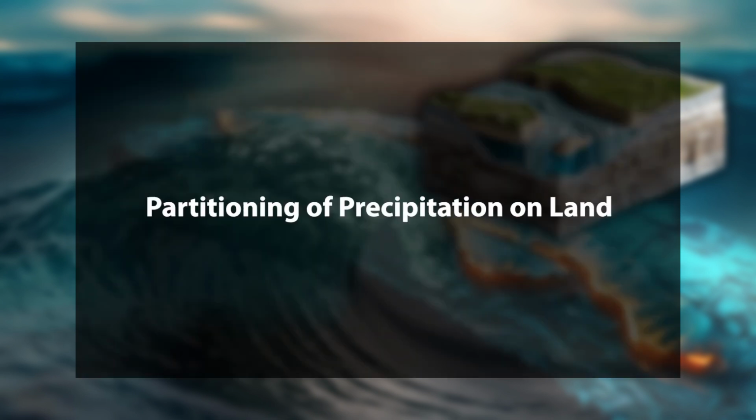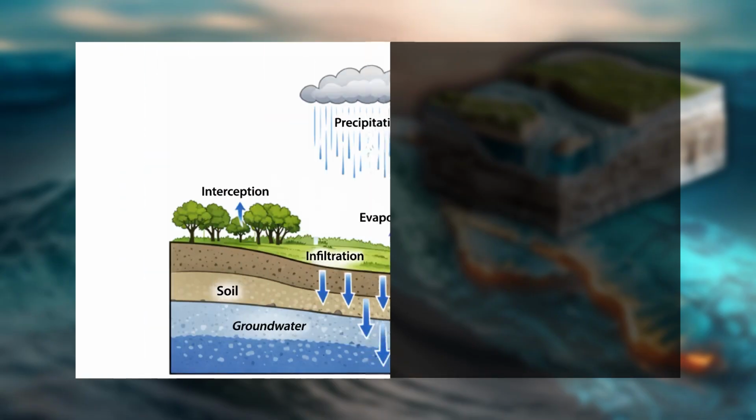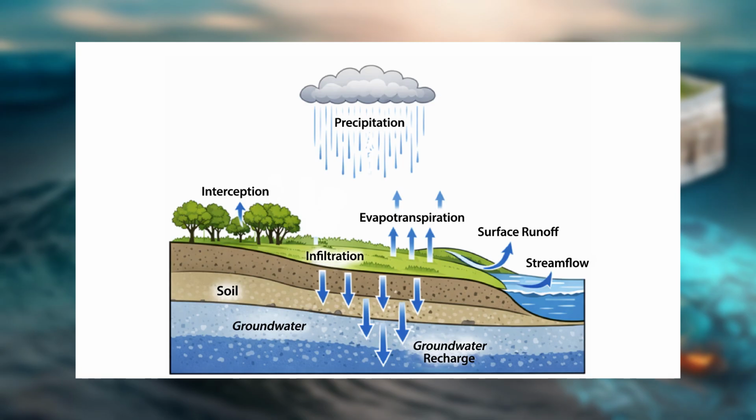So far as the partitioning of the precipitation on land is concerned, once the precipitation reaches the land surface, it does not follow a single uniform path. Instead, it partitions into several components, each contributing differently to surface water, like soil moisture, groundwater recharge, and atmospheric return. This partitioning process is a critical control on water availability, river flow, groundwater levels, and the occurrence of the hydrological extremes, like we have the floods and droughts.